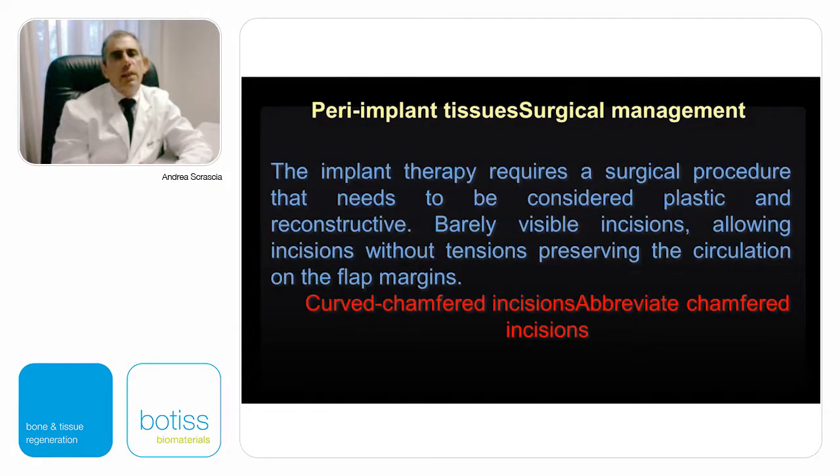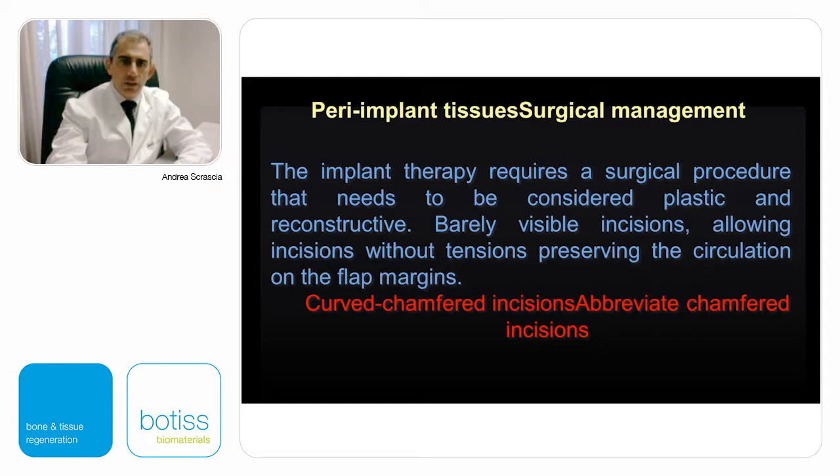The implant therapy requires surgical procedures that need to be considered plastic and reconstructive. Barely visible incisions, allowing incisions without tension, preserving the circulation of the flap margins. So the curved-chamfered incision and abbreviated-chamfered incisions.